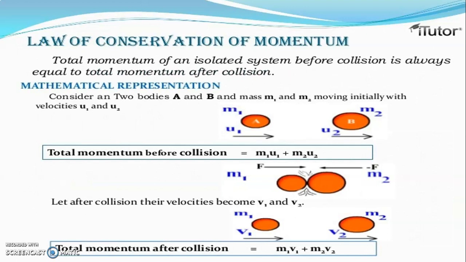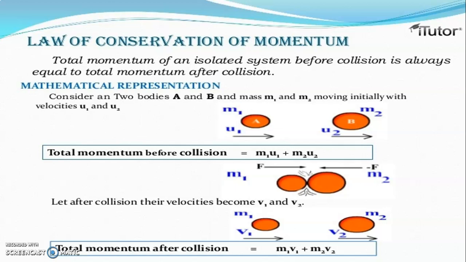This is the mathematical representation of the law of conservation of momentum. The total momentum of an isolated system before collision is always equal to the total momentum after collision. Considering two bodies having masses m1 and m2, initially they are moving with velocities u1 and u2. When they collide with each other, their velocities change from u1 to v1 and u2 to v2.